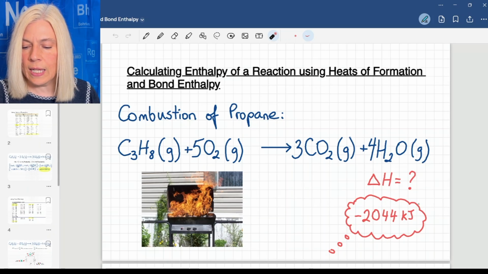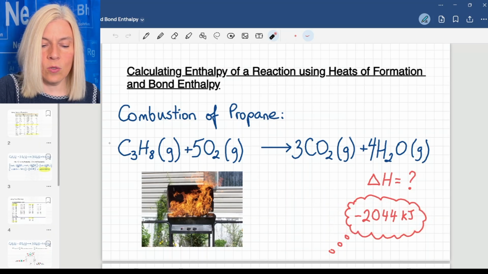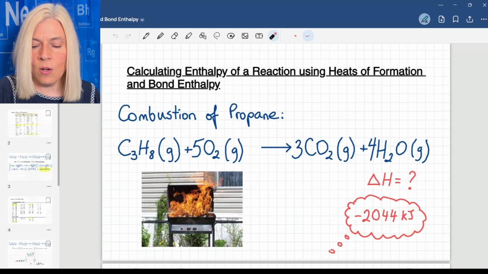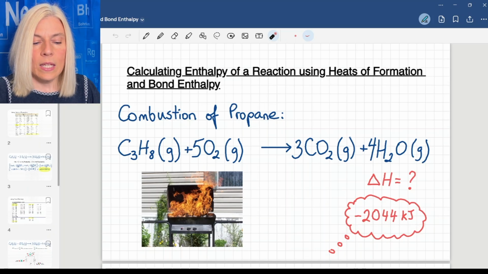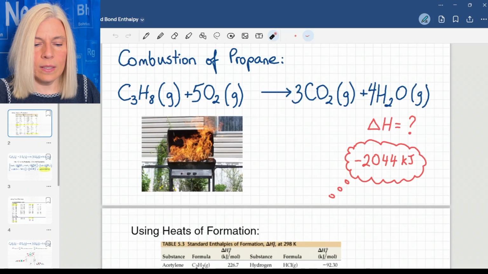Now, if you Google it or look in the back of your textbook, this is the number for this reaction as written, per 1 mole of propane. So this is the number we will be comparing to. I wrote it in a cloud for us to just keep in mind. All right, so let's start.